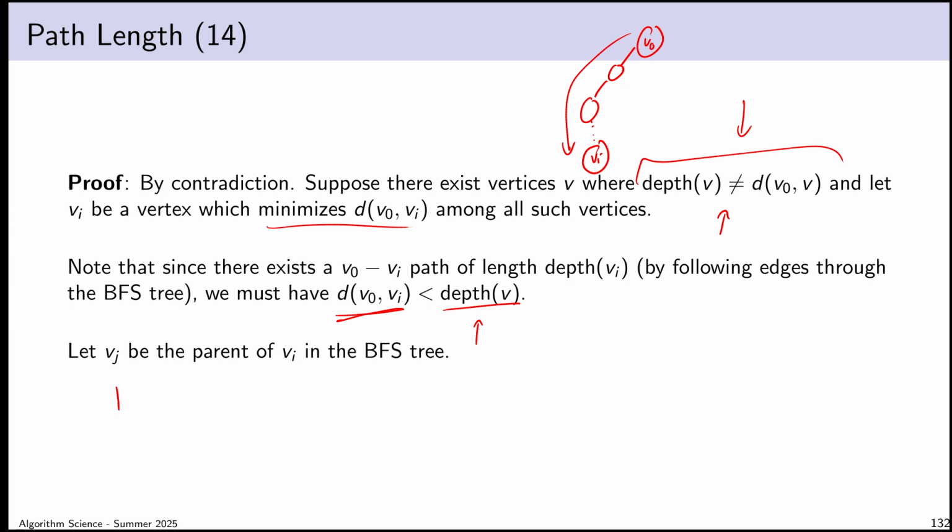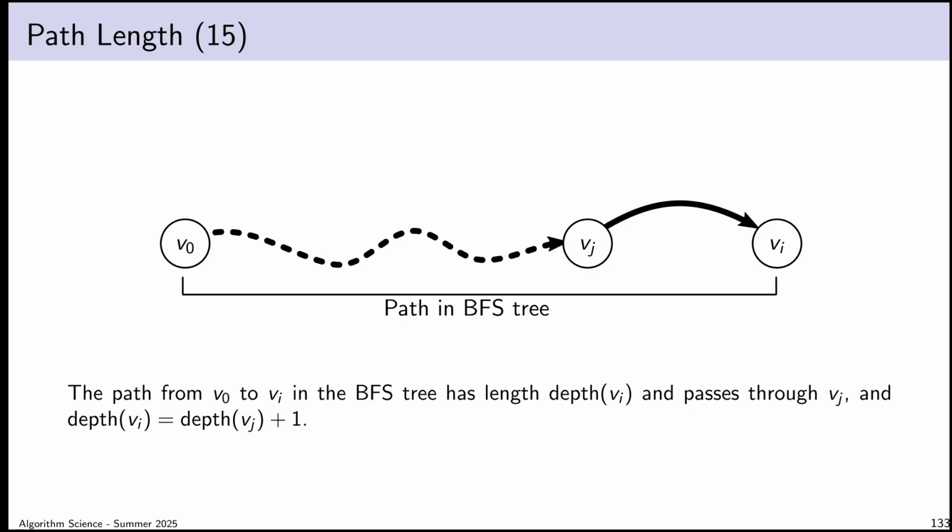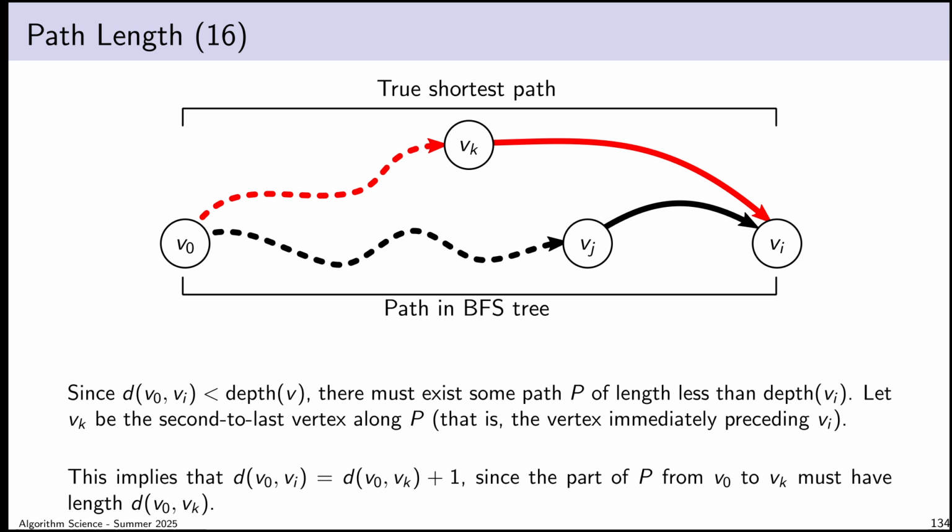Okay, and then finally, let's let Vj be the parent of Vi in the BFS tree. So what does that give us? It gives us this situation. Here's V0, and then here's Vi, and then in the BFS tree, there's some path from V0 to Vi, and the second to last vertex is the parent Vj. Okay, and obviously, because of the way trees work, the depth of Vi is the depth of Vj plus 1.